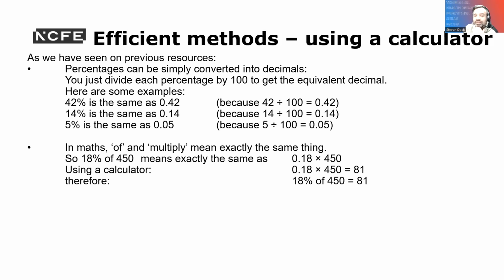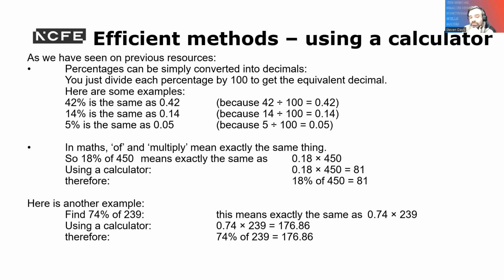So in maths, of and multiply mean exactly the same thing. So 18% of 450 means exactly the same as 0.18 times 450. So using the calculator, 0.18 times 450 equals 81. Therefore, 18% of 450 is 81.